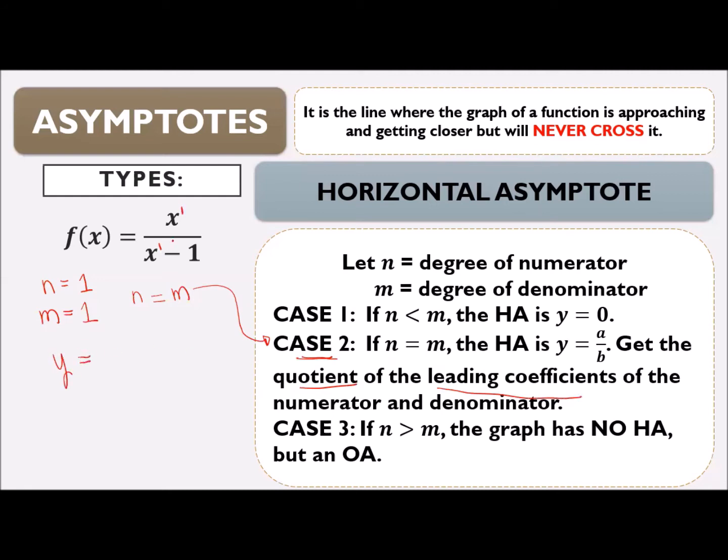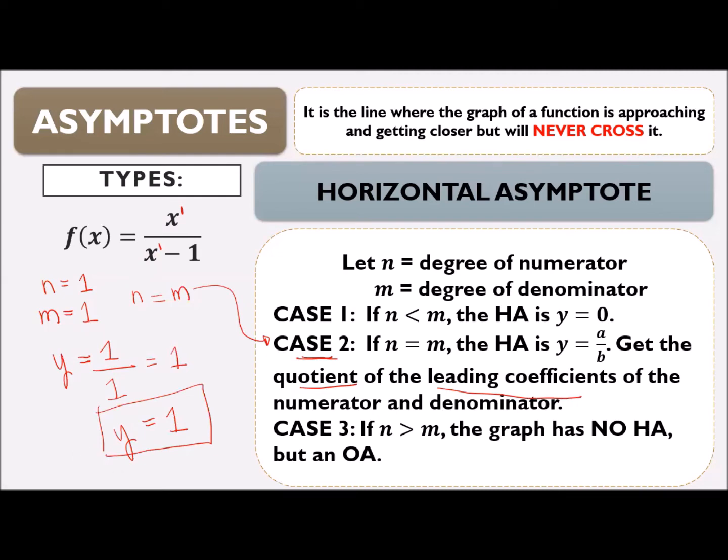Ang leading coefficient dito, yung number beside the variable, that is 1. Wala ring nakalagay, di ba? Ganun din dito, sa denominator, that is also 1. Then 1 divided by 1, that is 1. So, ibig sabihin, y is equal to 1 ang ating horizontal asymptote.